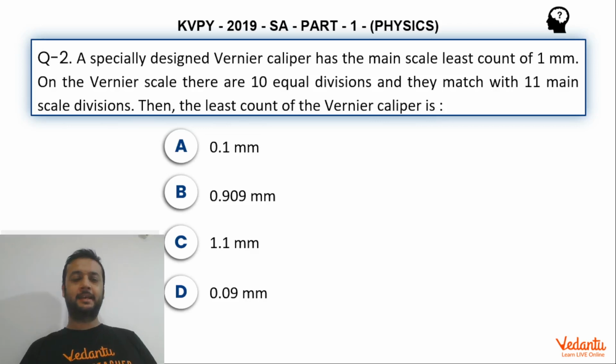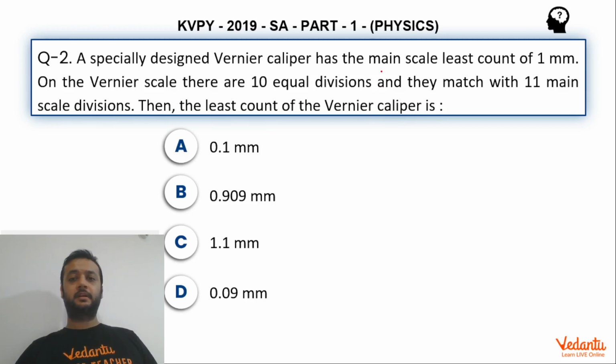Hi dear students, let's see this question that was asked in KVPY 2019 essay part 1 physics paper. The question is from the topic of vernier calipers. The question is simple, but because of one particular thing, most of the students got confused. Eventually, they got this right, but they got confused. So let's see what's happening over here.